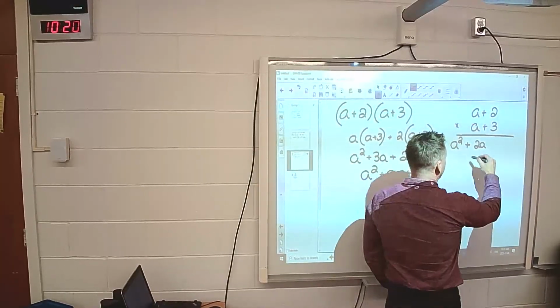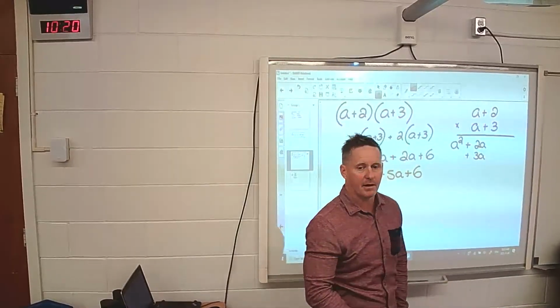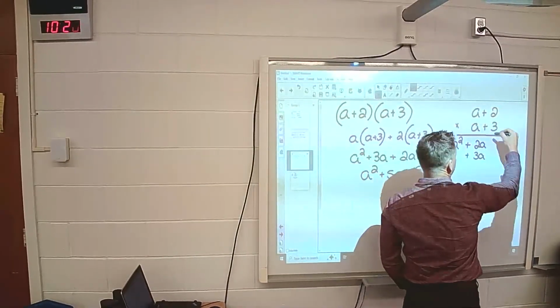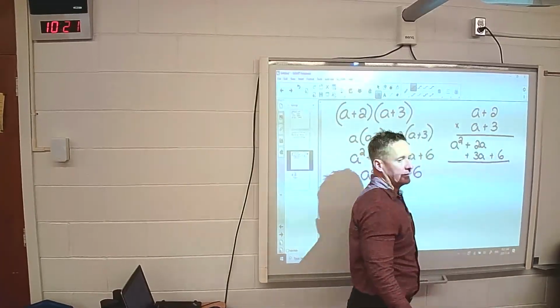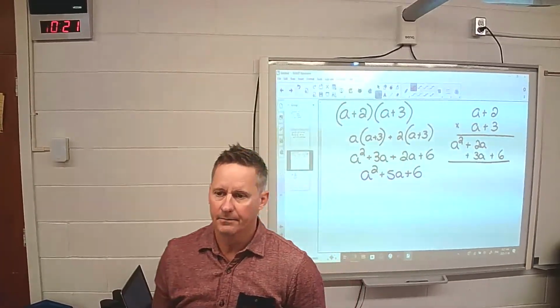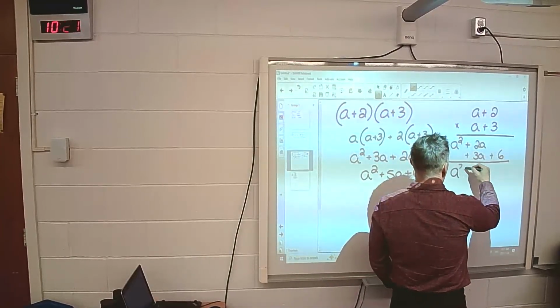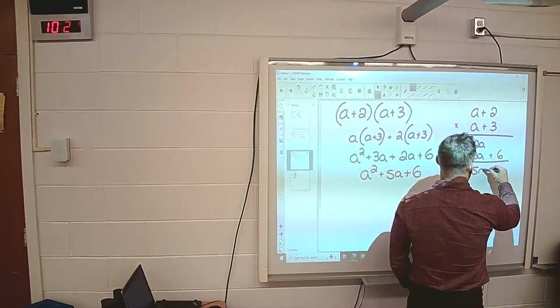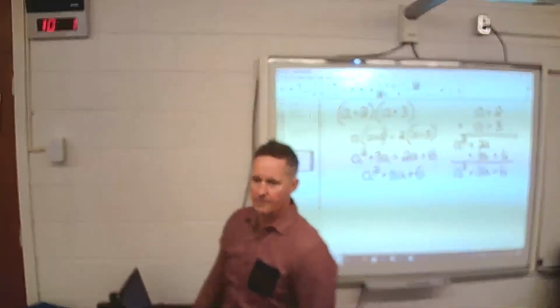So I place it underneath here. I line it up with the A above. And then I have 3 times 2, which is 6. Then I add them together. So that's method number 2.